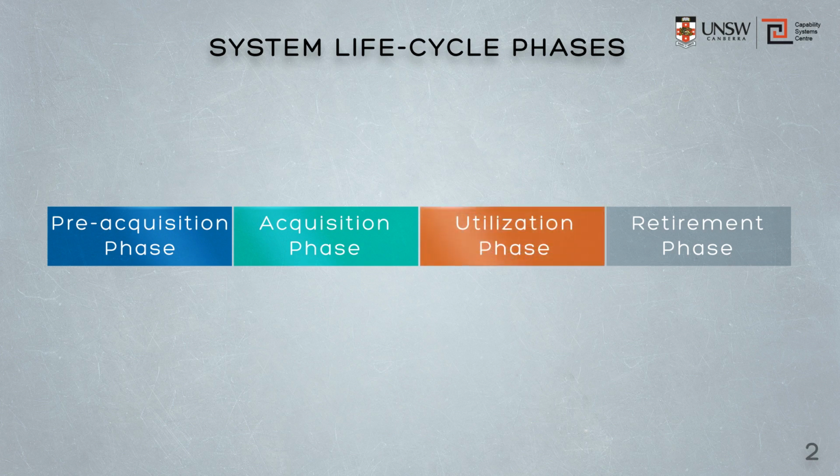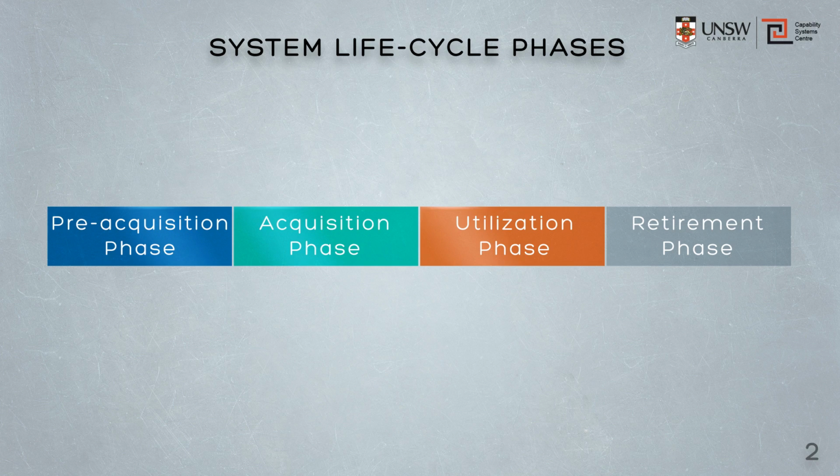During the utilisation phase, the system is operated and supported until the business has no further need for the system, or it can no longer meet the functions required of it by the organisation, or it's no longer cost effective to keep it in service.